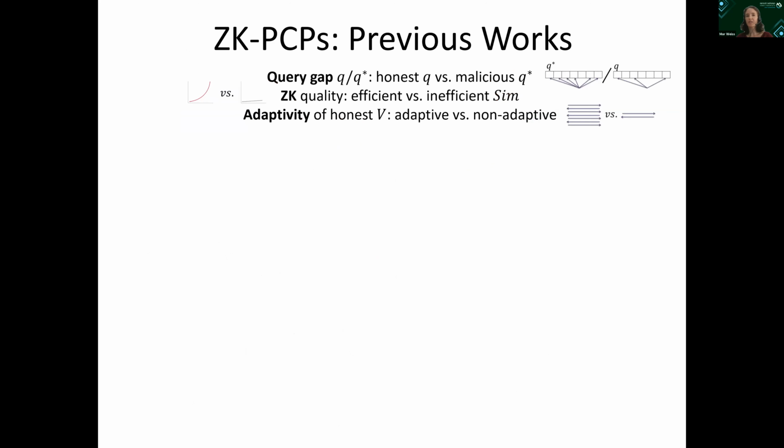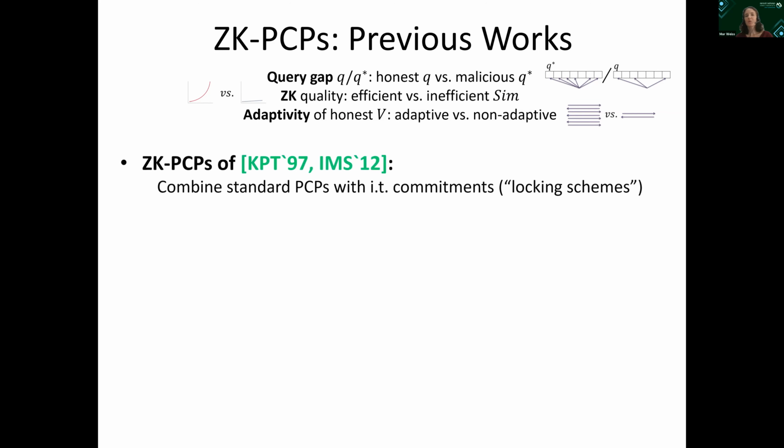So these are the parameters that we care about. And what do we know about getting these parameters? The notion of zero-knowledge PCPs was first introduced by Kilian, Petrank, and Tardos in 1997. What they do is they take standard PCPs and combine them with an information theoretic commitment primitive called a locking scheme to get zero knowledge.